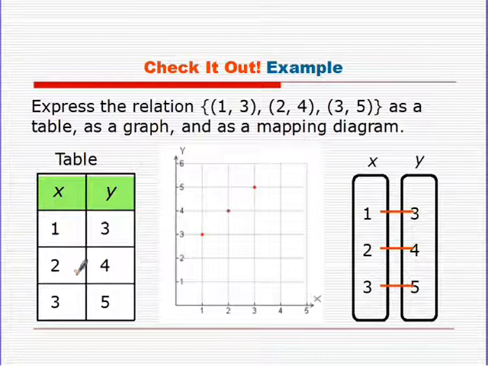A graph. This one only has positive values, so we only have the first quadrant of the graph. 1, 3, over 1 up 3, over 2 up 4, over 3 up 5, and then our mapping diagram. And once again, if it's most proper, it should really have arrows. And you don't need to write that down because you already know what a table is, you know what a graph looks like, and you just drew a mapping diagram from the previous slide.